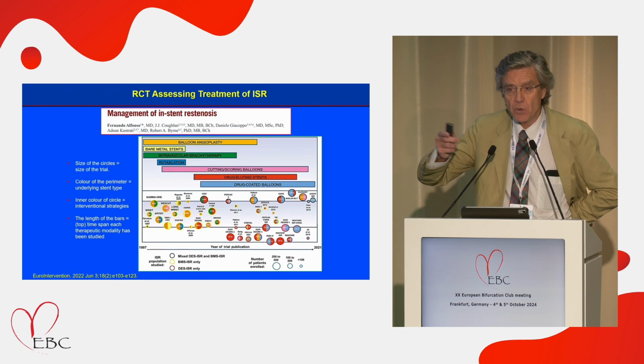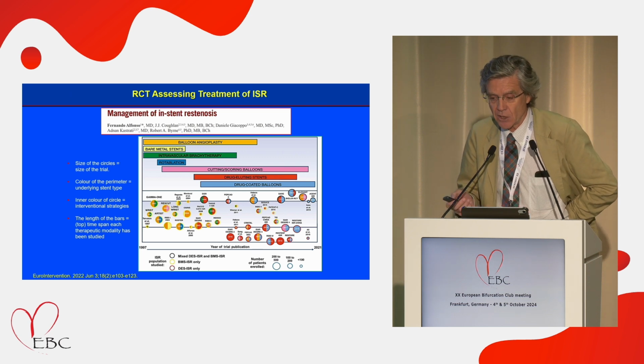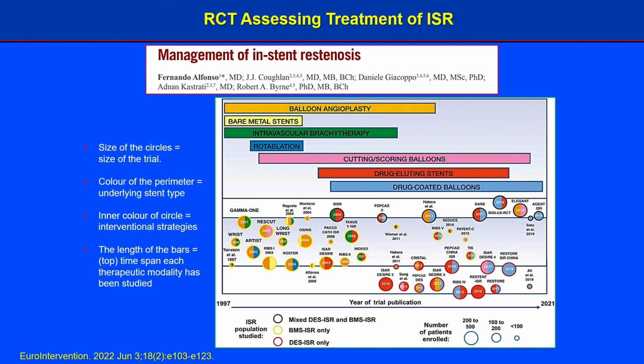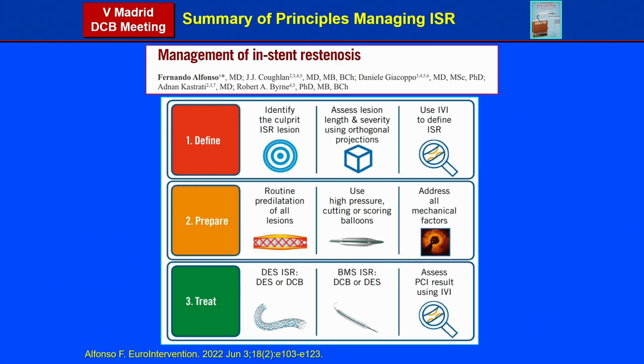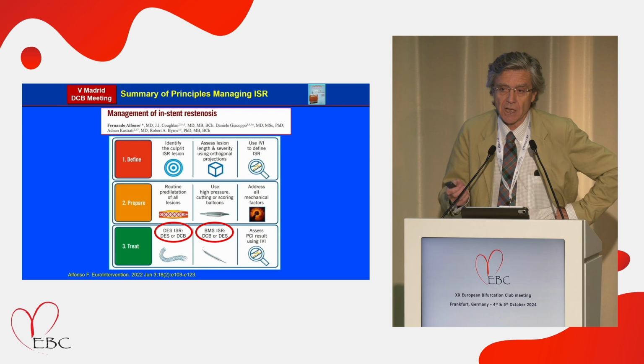Now, if you review all the current randomized clinical trials in stent restenosis, you may see in light blue that recently drug-coating balloons are selected for most of these trials. And when we review the evidence, I think it's important to emphasize that every time we face a patient with ISR, it's important to make a good diagnosis, to define the lesion. It is very important to prepare the lesion before a final strategy that can be drug-eluting stent or bare metal stent.